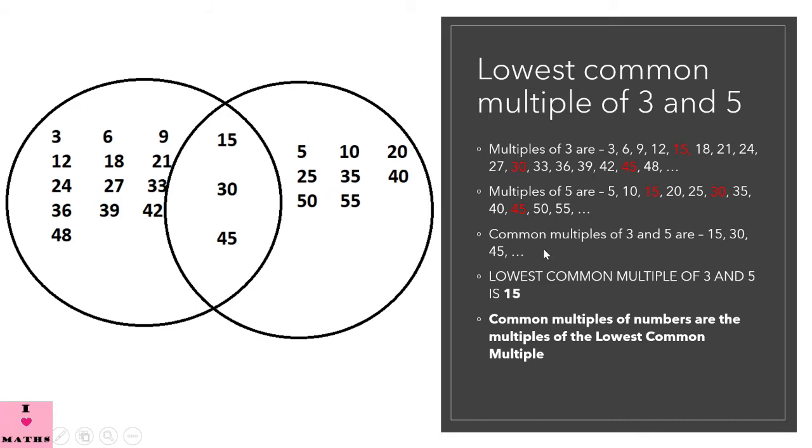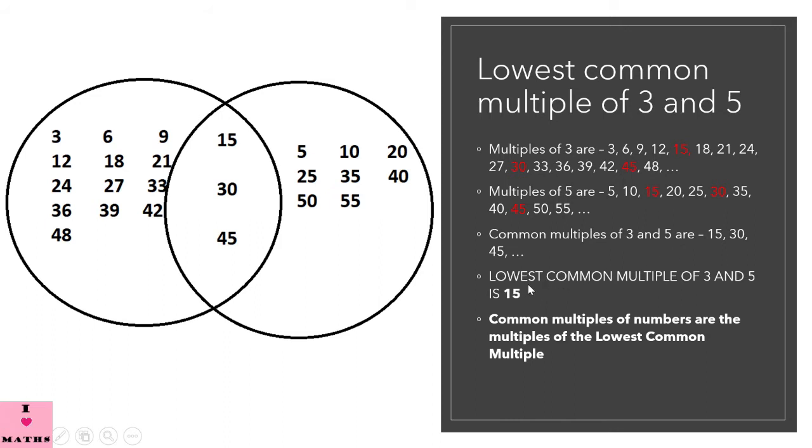So beta, common multiples of 3 and 5 are the numbers which are common in both the tables of 3 as well as 5. So they are 15, 30, 45, and so on. There are many common multiples. Even common multiples are endless, beta. Since multiples are endless, so common multiples are also endless.